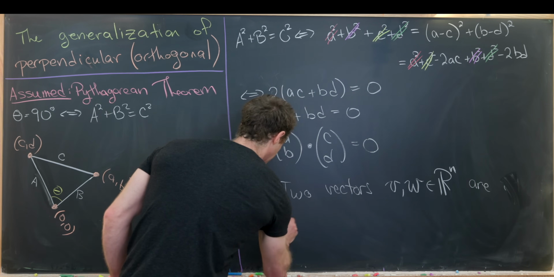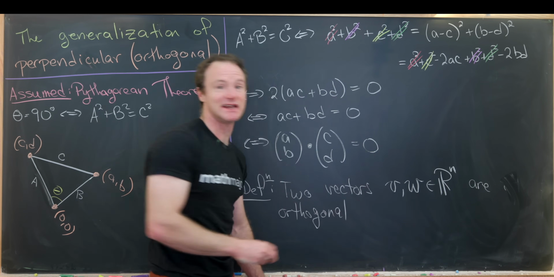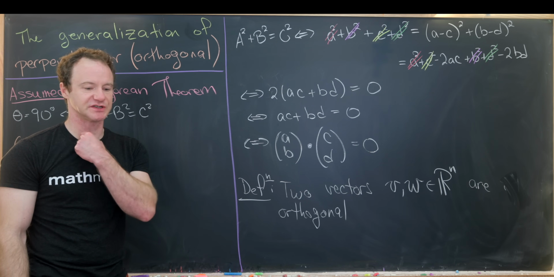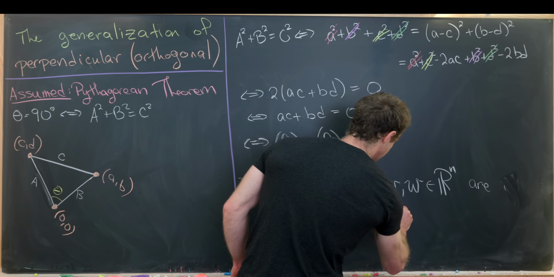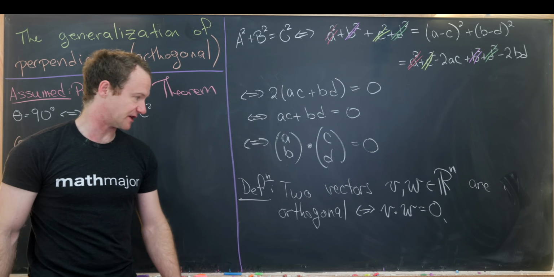So we'll use the word orthogonal instead of perpendicular. You can think about those as synonyms. So really we're just defining what it means for two vectors to be perpendicular. They're orthogonal if and only if v dot w is equal to 0. So we'll take that as our definition.